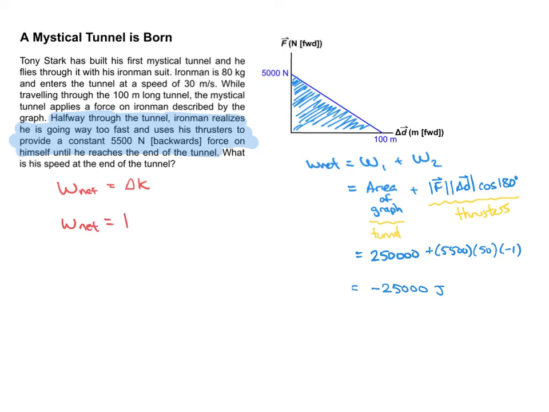So delta K is the change of kinetic energy. So it's the final kinetic energy minus the initial kinetic energy. And what I'm solving for is the final speed. So that means we're going to want K2 isolated. So I'll add K1 to both sides. And then I'll change the K's to half mv squared.